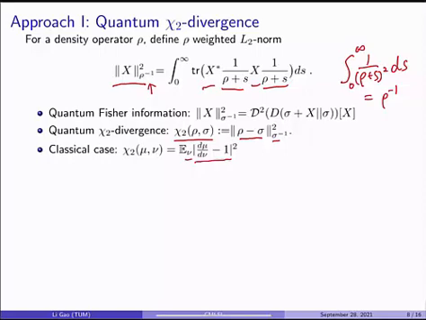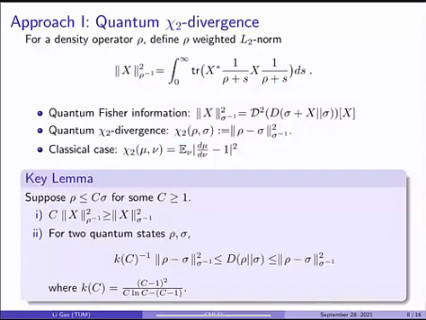So that's the classical chi2 divergence. And the key lemma we're going to use about this chi2 divergence is as follows. Suppose we have two states, and the state rho is dominated by state sigma up to a constant c in the matrix order. Then we can compare the weighted norms of rho inverse and sigma inverse for the same vector x, in reverse order, because the weight is the inverse: when rho is less than sigma, then rho inverse is greater than sigma inverse up to a constant.